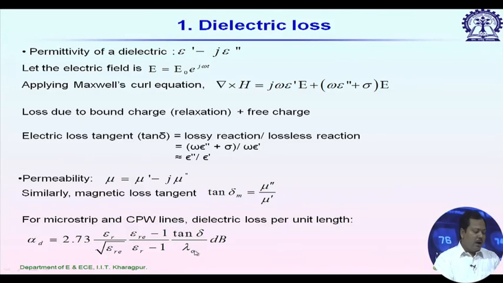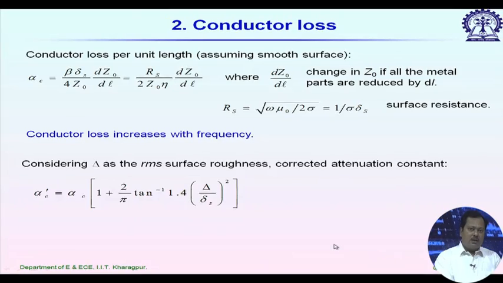and if we increase frequency, lambda naught will decrease. So, if that decreases, as a whole alpha d will increase. So, we see that for CPW line and microstrip line the dielectric loss increases with frequency, as the closed form expression says. Next is conductor loss, that is another important factor. This represents the Joule heating.